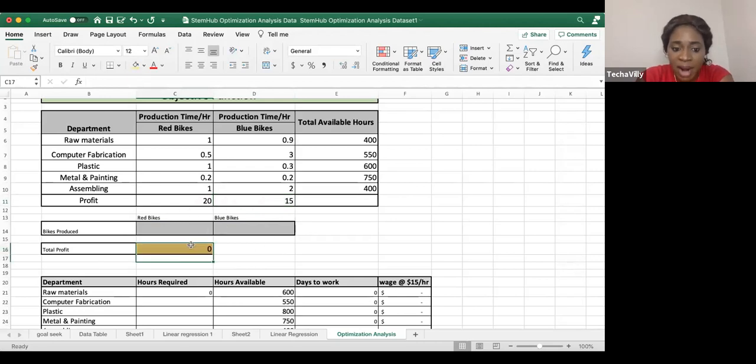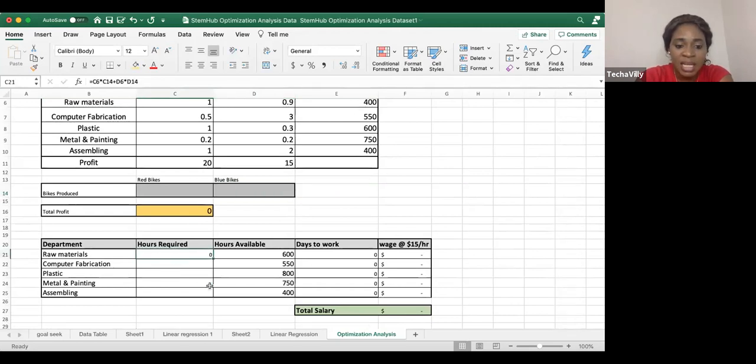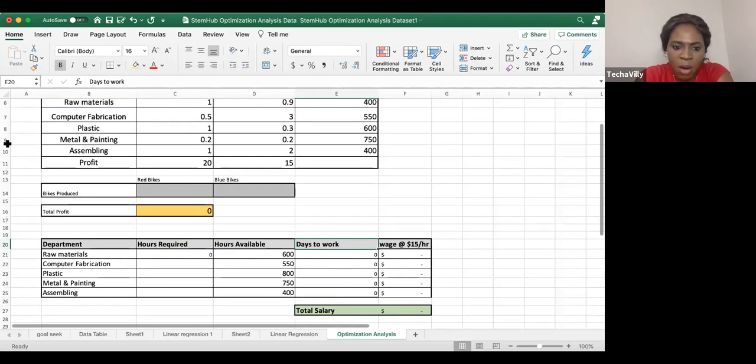We don't know this right now because we have not gotten the numbers, and it's only the solver tool that will help us to get this. So we also have the department. This is the number of hours they need. We don't know this now because that's what we want to use the solver tool to get. I also put this so that when we get the data here, we can populate this ourselves and say, okay, if we get all this right, this is going to populate itself: if they are paying $15 per hour, how much are they going to be paying if they do this? So we could come back to that.